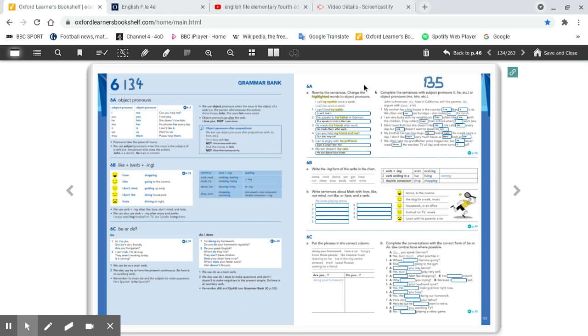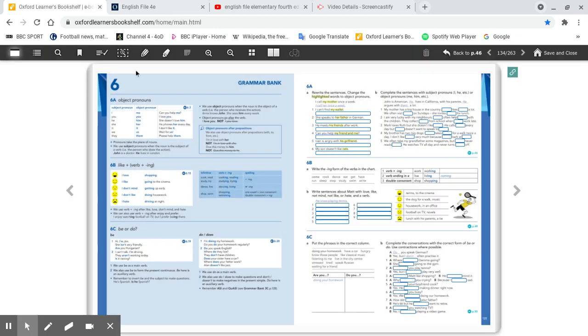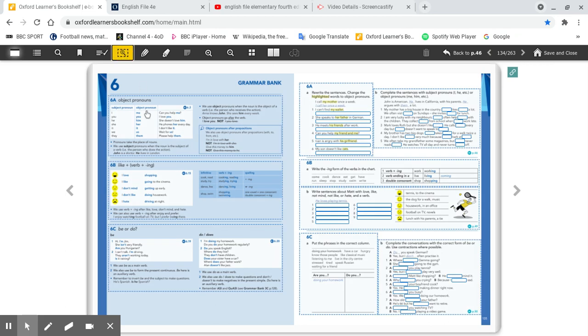And here we go. And I have to get rid of the answers from last year. So let's have a look at these things.